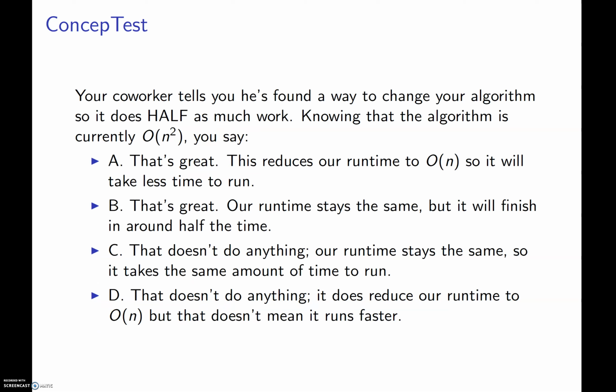Okay, now let's think about this one. Your coworker tells you she's found some way to change your algorithm so it does half as much work. Knowing that the algorithm is currently quadratic, you say, A: oh, that's great. That reduces our runtime to being linear, so it's going to take less time to run. Or B: that's great. Our runtime stays the same, but it will finish in around half the time.